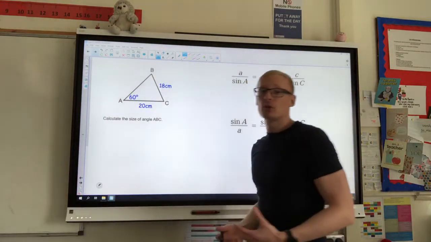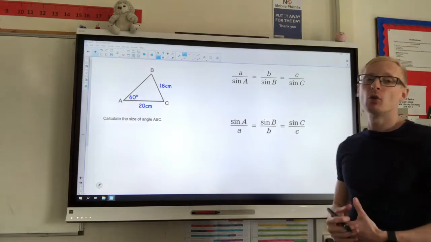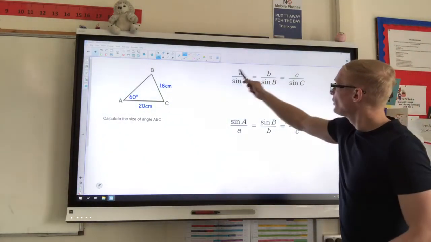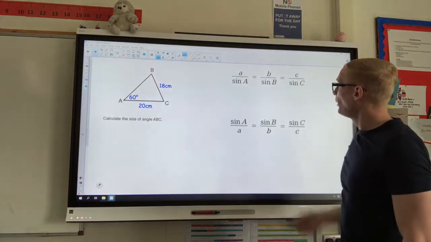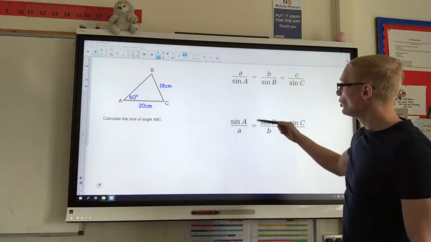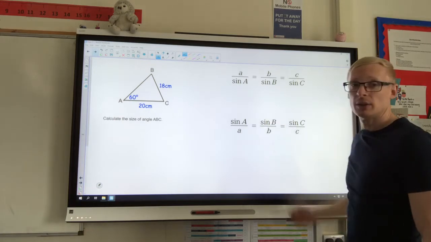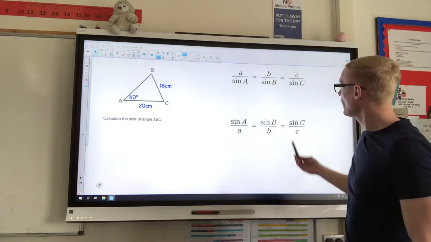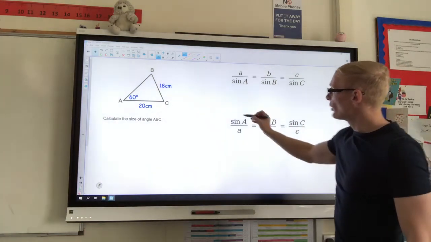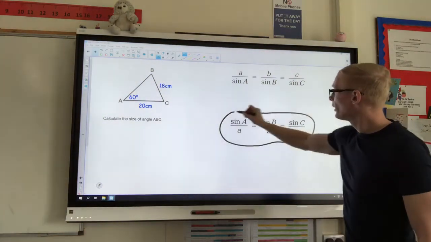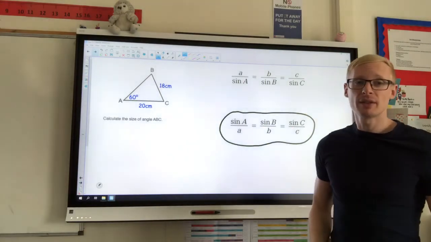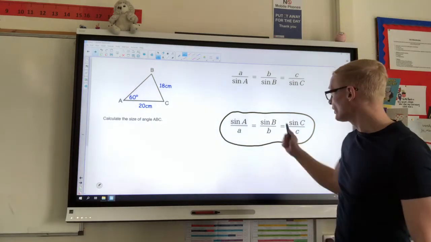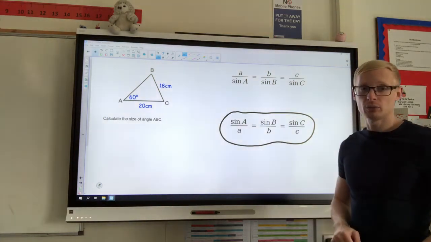Now, similar to the cosine rule, we can't just use the formula in the same format. We have to rearrange it. Our standard sine rule looks like this. And when we're looking to find an angle, what we do is we flip the entire formula upside down. So we find the reciprocal of all those fractions, and we end up with this formula. I want you to write this into your books, please. Highlight it. Again, this is not something you're given, this is something you have to learn. And this is when you're looking to find an angle. So you use this form when you're looking to find an angle.